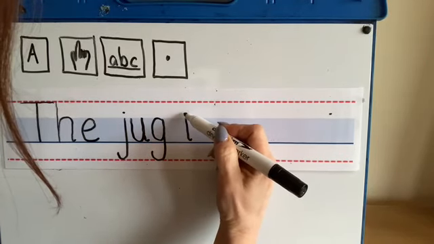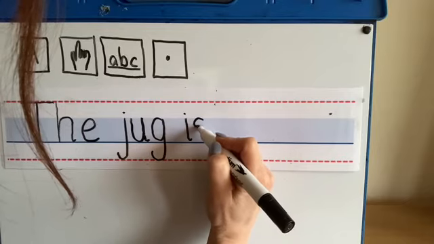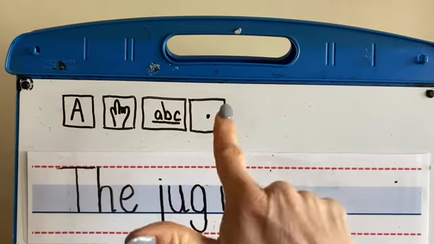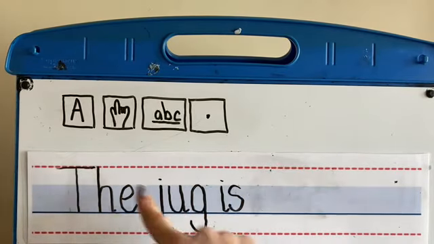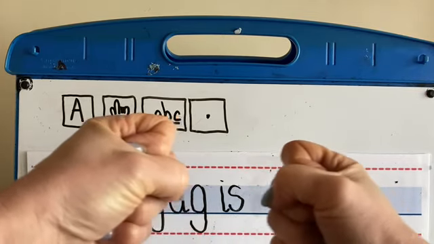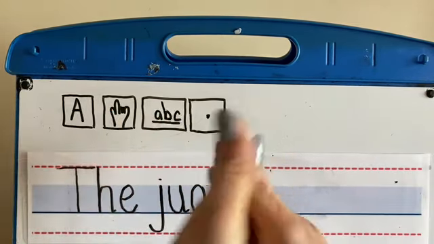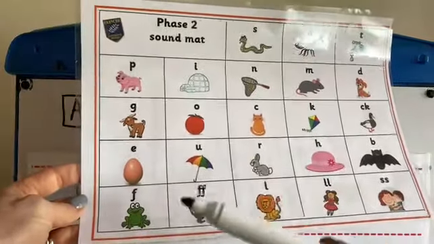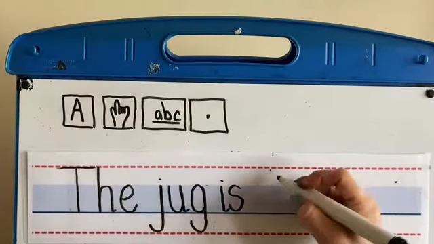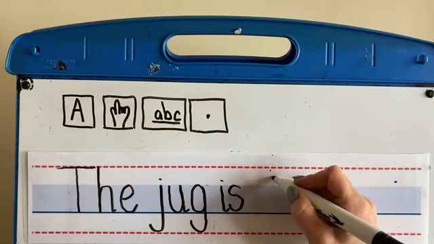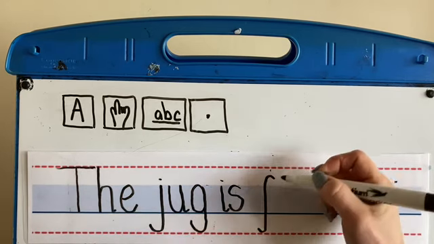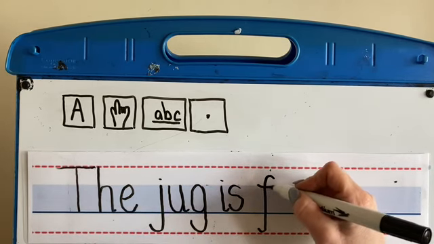I'm going to write that here for you to see. The jug is full. We've got three words here, we need one more. Full, let's stretch the word out. F-u-l, full. I can hear the f sound. Let's have a look at our sound mat. It's a phase two sound. The F starts just above the blue area. We go around, we drop it down, make a tail and cross.